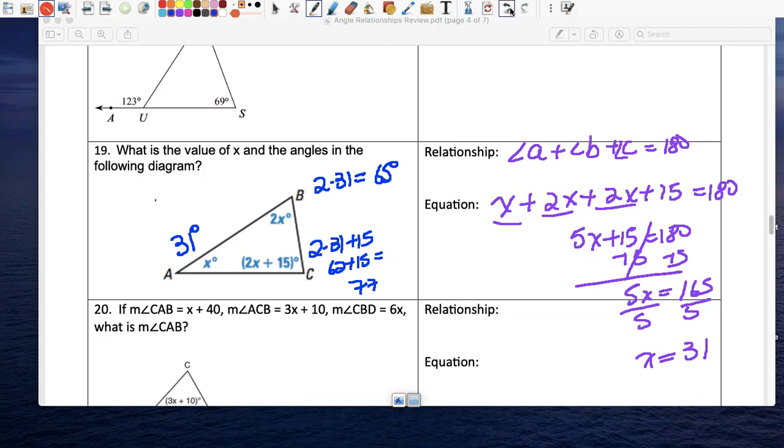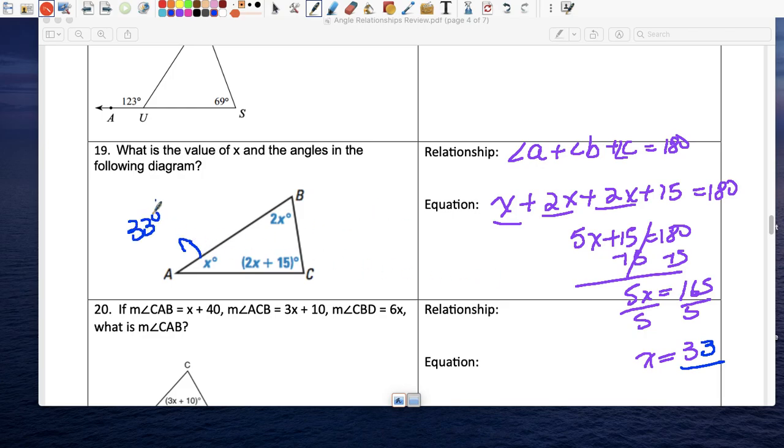Oh, and I did this wrong. Sorry, it's not 31. It should be 33. Apologies. So x equals 33. Yeah, it's 33. So again, my mistake. So x should be 33 degrees. This one is going to be 2 times 33, which is going to give me 66 degrees. And this one is going to be 2 times 33 plus 15. 2 times 33 is 68, plus 15 is going to give me 83.